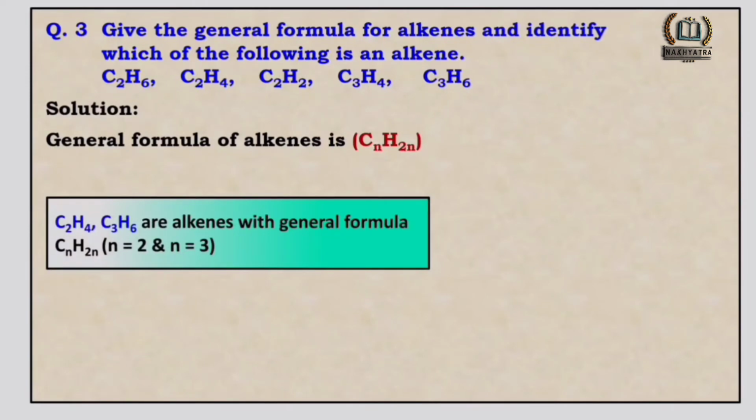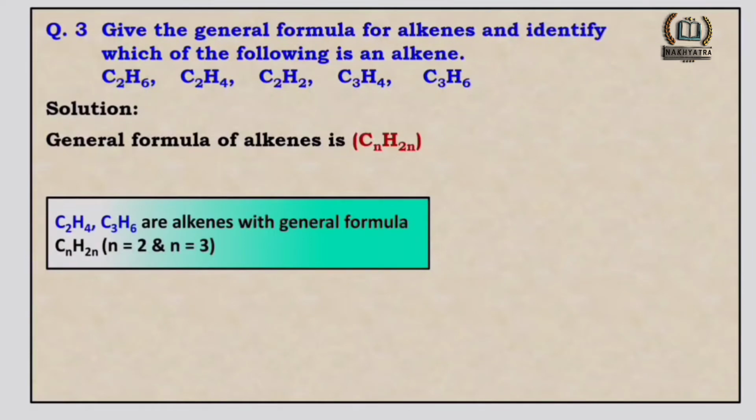So C2H4 and C3H6 are alkenes with general formula CnH2n, where n equal to 2 and n equal to 3. If you put the values n equal to 2 and n equal to 3 in this formula, we will get these two, C2H4 and C3H6.